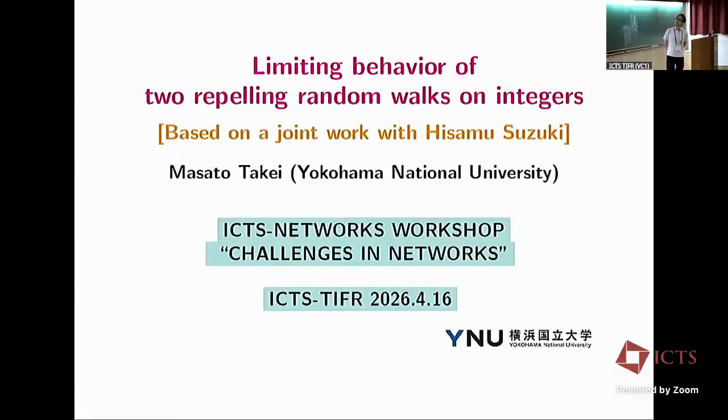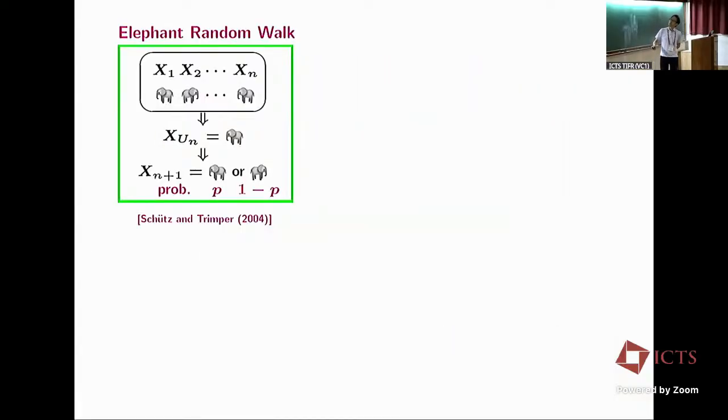So let me begin with the usual elephant random walk. The elephant remembers all of its previous steps, and it recalls one of them with uniform probability. In the next step, it takes the same step with probability p, or takes the opposite step with probability 1 minus p. This is the standard setting introduced by Schütz and Trimper.